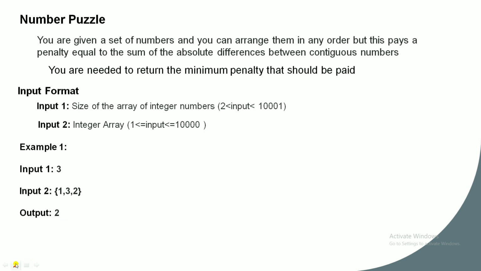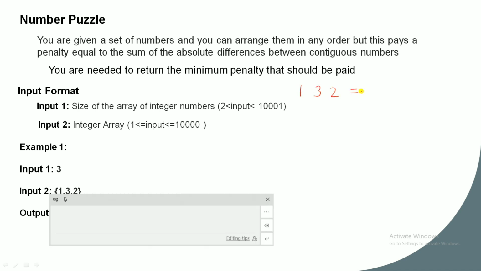Okay, so let me take the pen. We are given an array 1, 3, 2, right? We have to find the differences and then sum. The difference between 3 and 1 is the absolute difference we have to find. So this is 3 minus 1 plus 3 minus 2, which is 2 plus 1 equals 3.